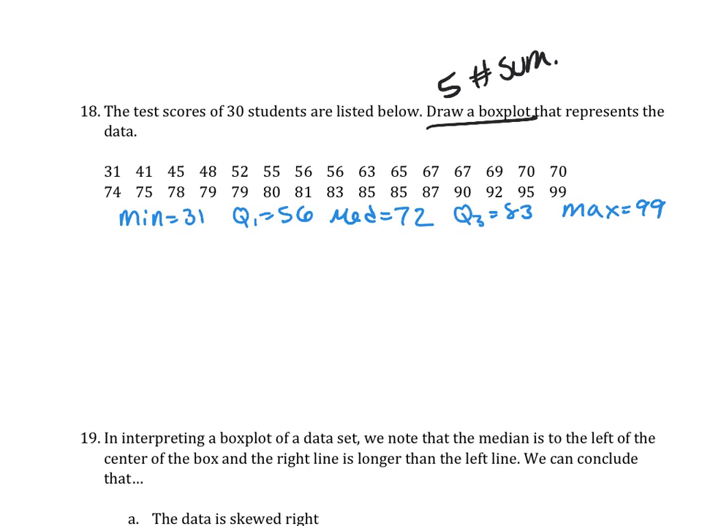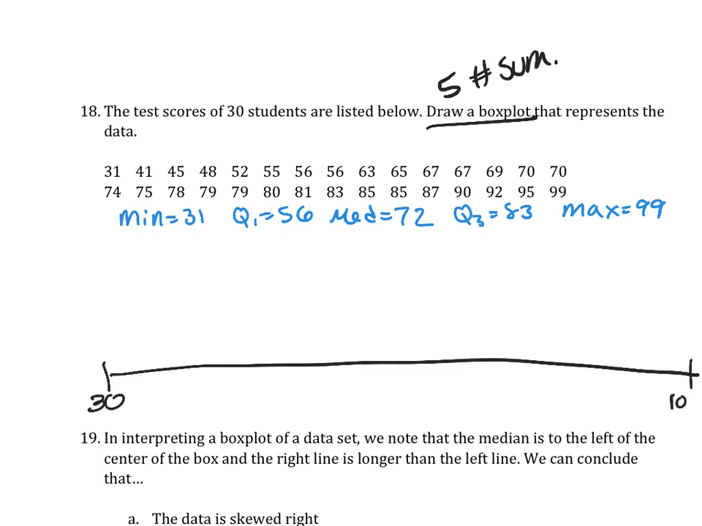And then once we have our 5-number summary, we need to draw a number line. We have to evenly label it. So our minimum is 31, so I'll just start at 30. We have to go up to 99 or 100. So 40, 50, 60, oh, that's going to be too big. 50, 60, 70, 80, 90, and I'll scooch 100 over.